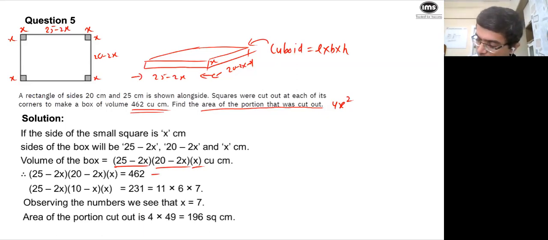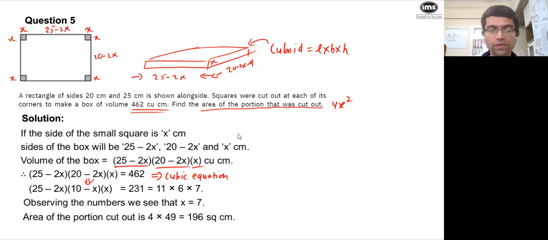Now this is a cubic equation. I'm not going to expand this and solve a cubic equation, which will take ages. All I'm going to do is simplify it to (25 minus 2x) into (10 minus x) into x is equal to 231.